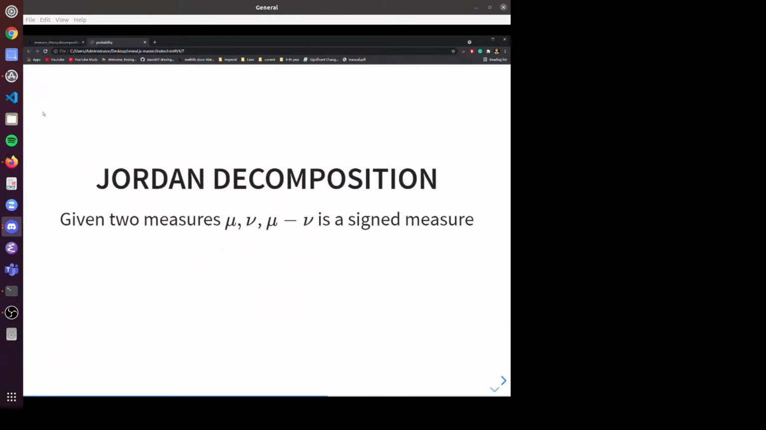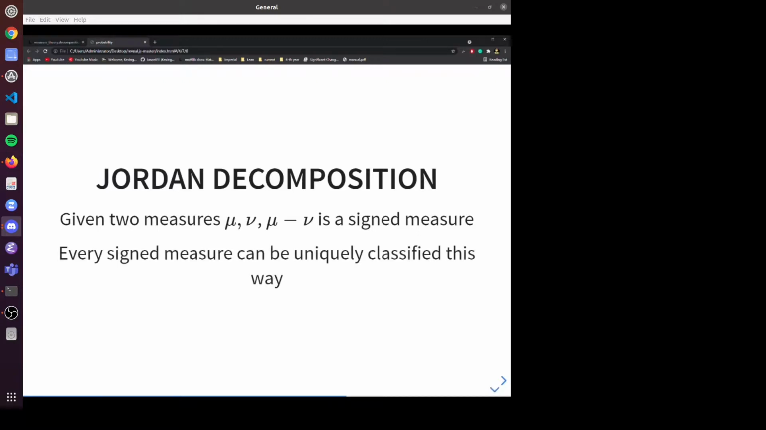With that, following the flowchart, we now come to the Jordan decomposition theorem. This is obviously not the same thing as the famous one from linear algebra, but it's also a very interesting theorem in which we classify all signed measures. Given two measures mu and nu, it is easy to see that mu minus nu is a signed measure. The reverse is also true by Jordan decomposition, and in fact, the decomposition is unique. So given any signed measure, there exists a unique pair mu and nu such that mu minus nu equals that signed measure.